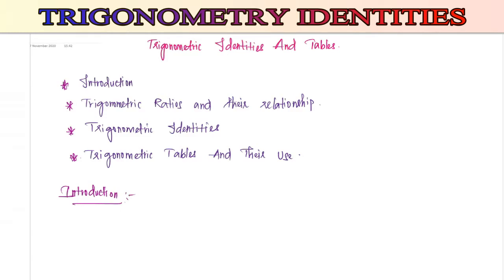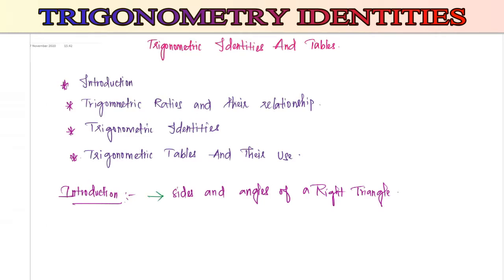Trigonometry is a branch of mathematics that deals with the relationship between the sides and angles of a right triangle.